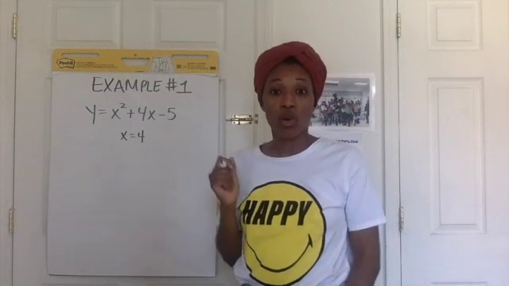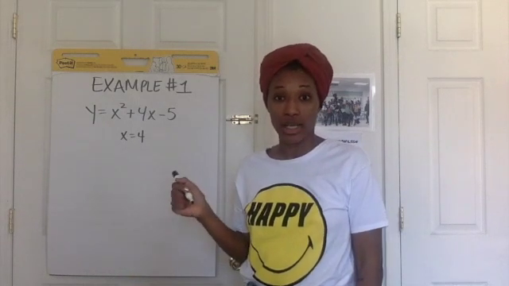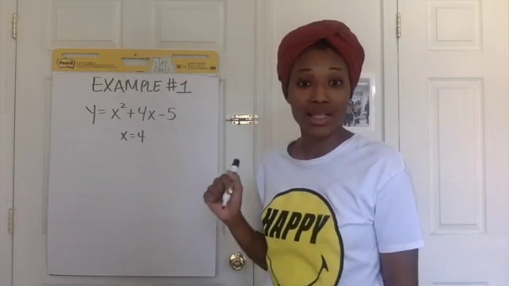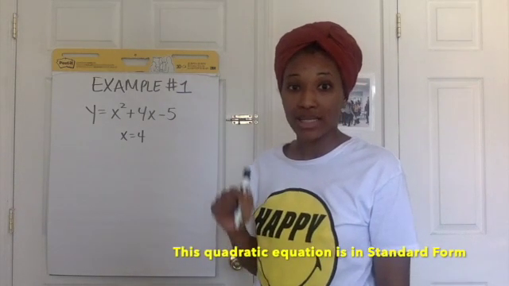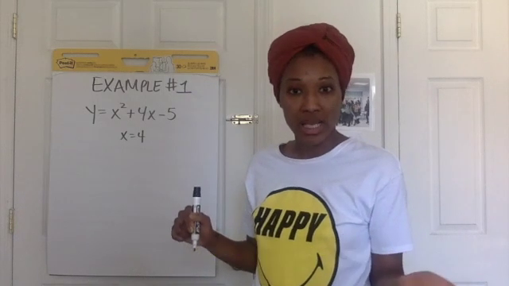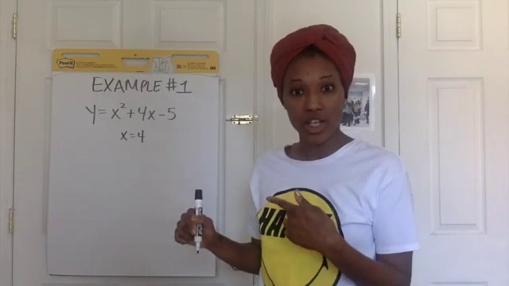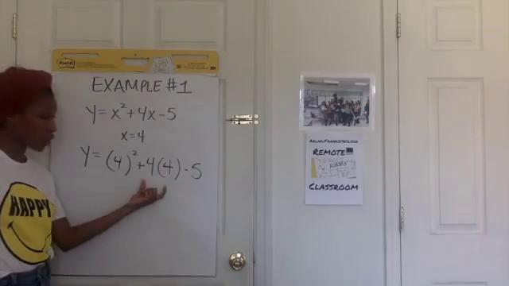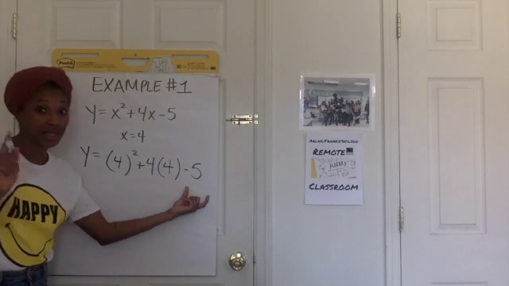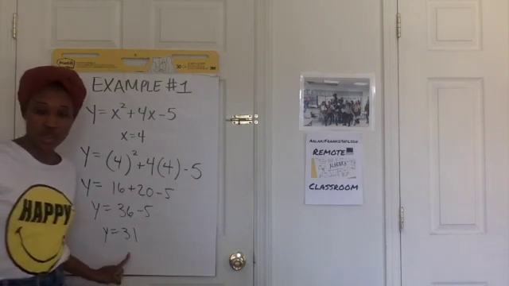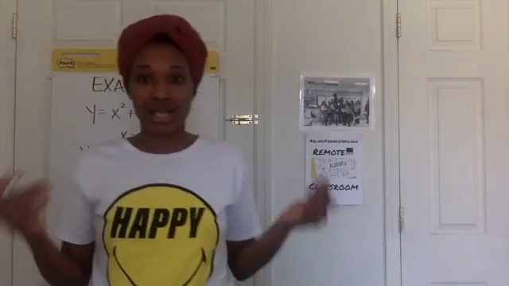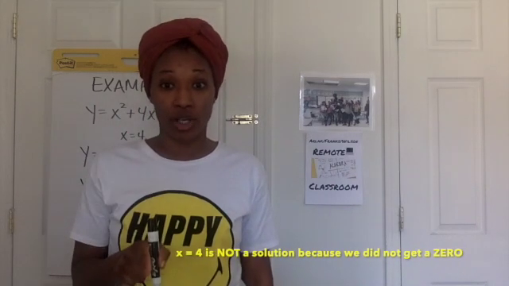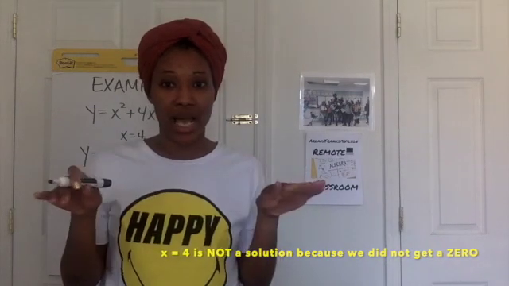Solution or null. We are going to figure out if x equals 4 is a solution to the quadratic equation. Our quadratic equation is y equals x squared plus 4x minus 5. Because I've been given an x value, I'm going to plug it into the equation and see what I get. y equals 4 squared plus 4 times 4 minus 5. Let's see what we get. Well, if y equals 31, then x equals 4 is not a solution, because in order to be a solution, I should have gotten y equal to 0. So x equals 4, not a solution.